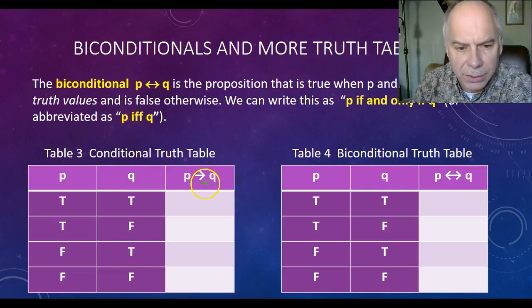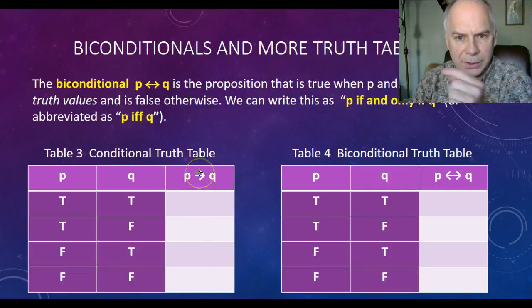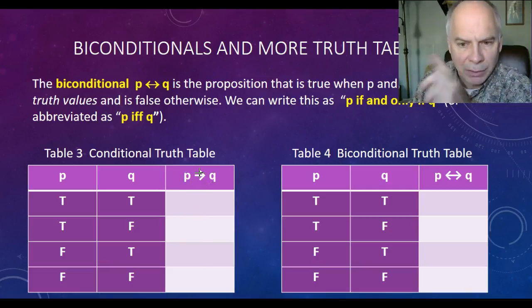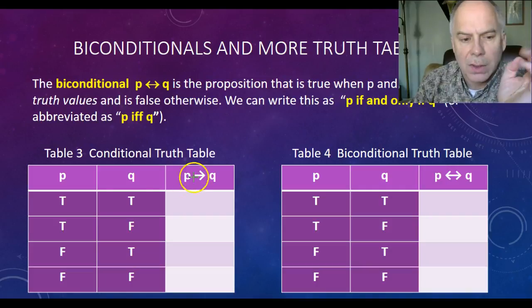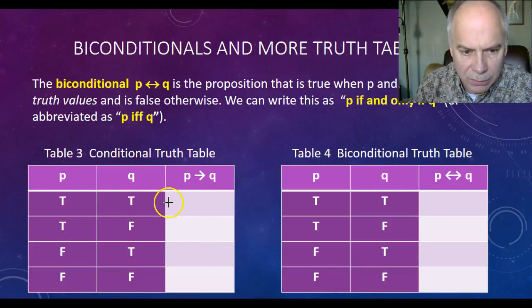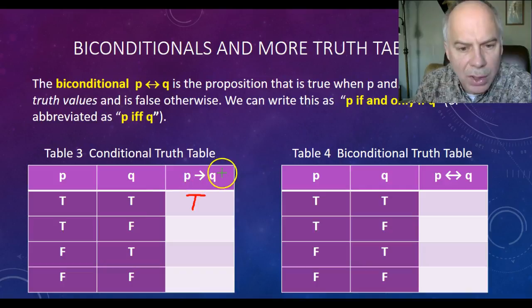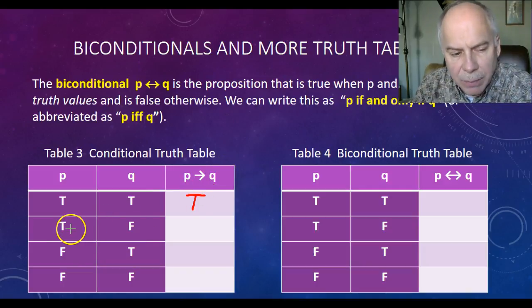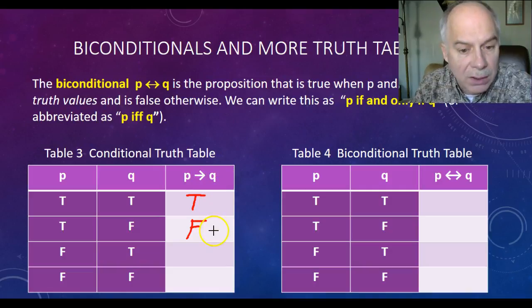A conditional is just one direction. If P, then Q. So we said that if P is true, then Q is true, then the whole conditional is true. But we said also that if P is true but Q is false, then that's the time when a conditional, P implies Q, is false.